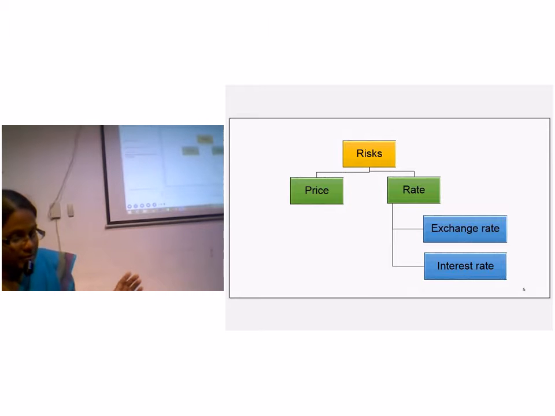If you go to the second slide, we have talked about hedging meaning reducing exposure to price and rate fluctuations, right? Price means commodity prices. Rate fluctuations may be either exchange rate or interest rate. Clear? Right.